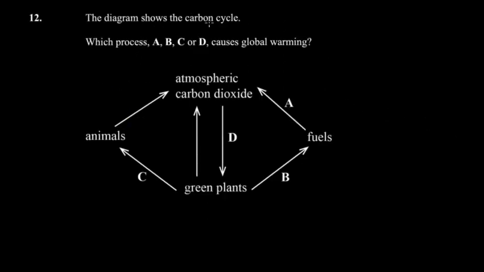Question 12 says the diagram shows the carbon cycle. Which process, A, B, C, or D, causes global warming? So we have all these processes here. Which process causes global warming? Here we have the D part. I think this is photosynthesis. Carbon dioxide is sinking into something organic. So this is the process of photosynthesis.